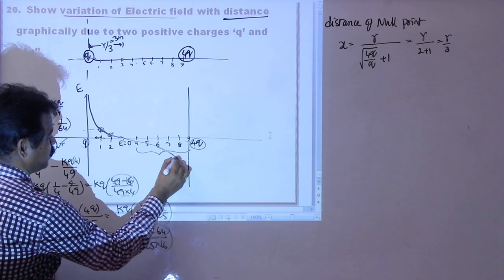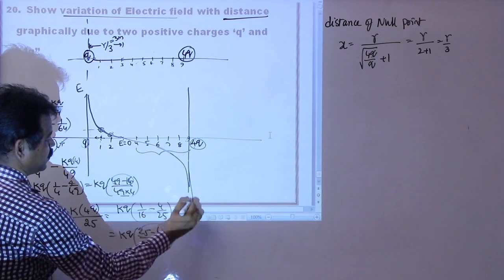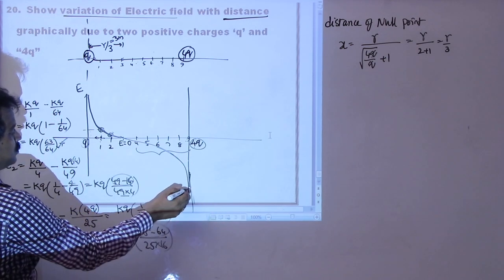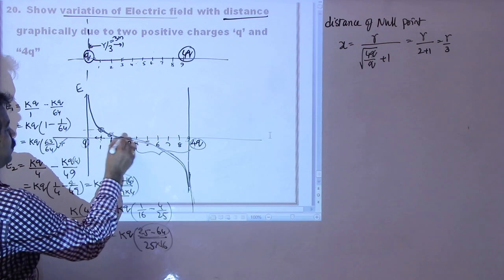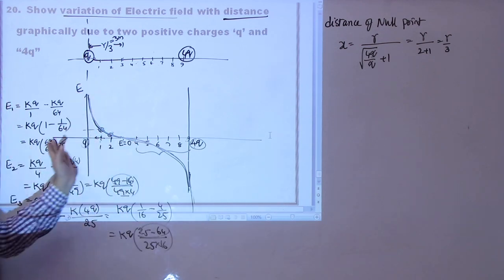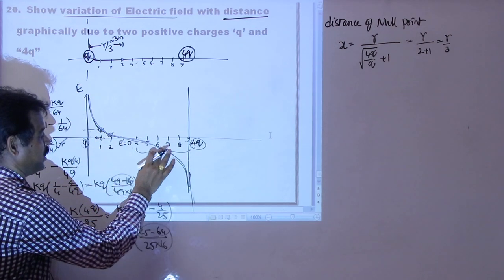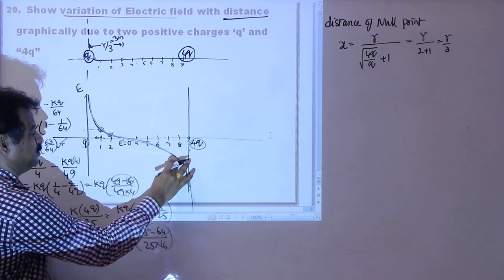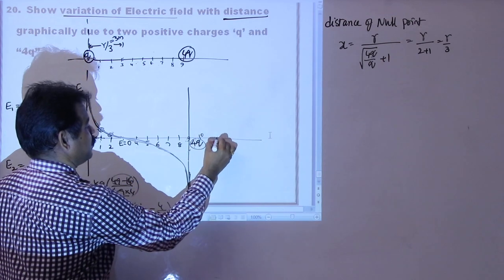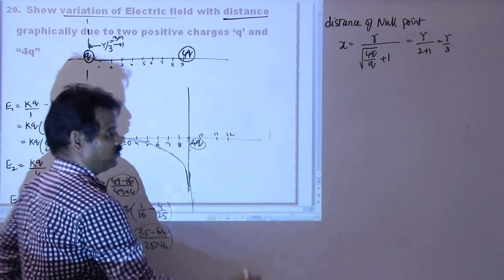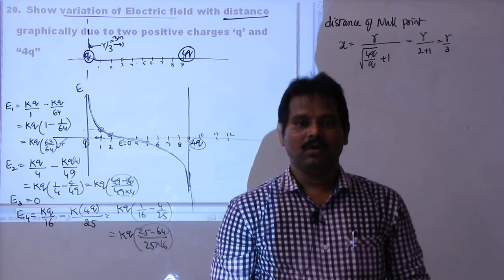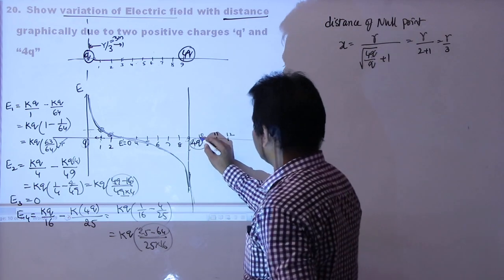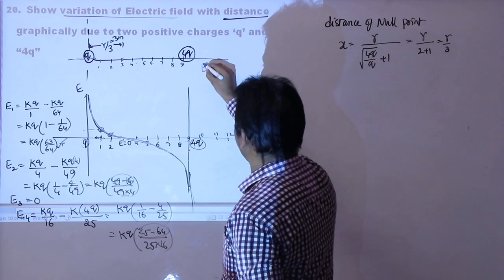So here gradually the value will be like this, and very near to this charge the field strength will become infinity. So this is the graph showing the variation of field between the two charges. But we need to find out the variation of field outside the system also, that is at point 10, point 11, point 12. So we need to find out whether these field strengths are positive or negative.